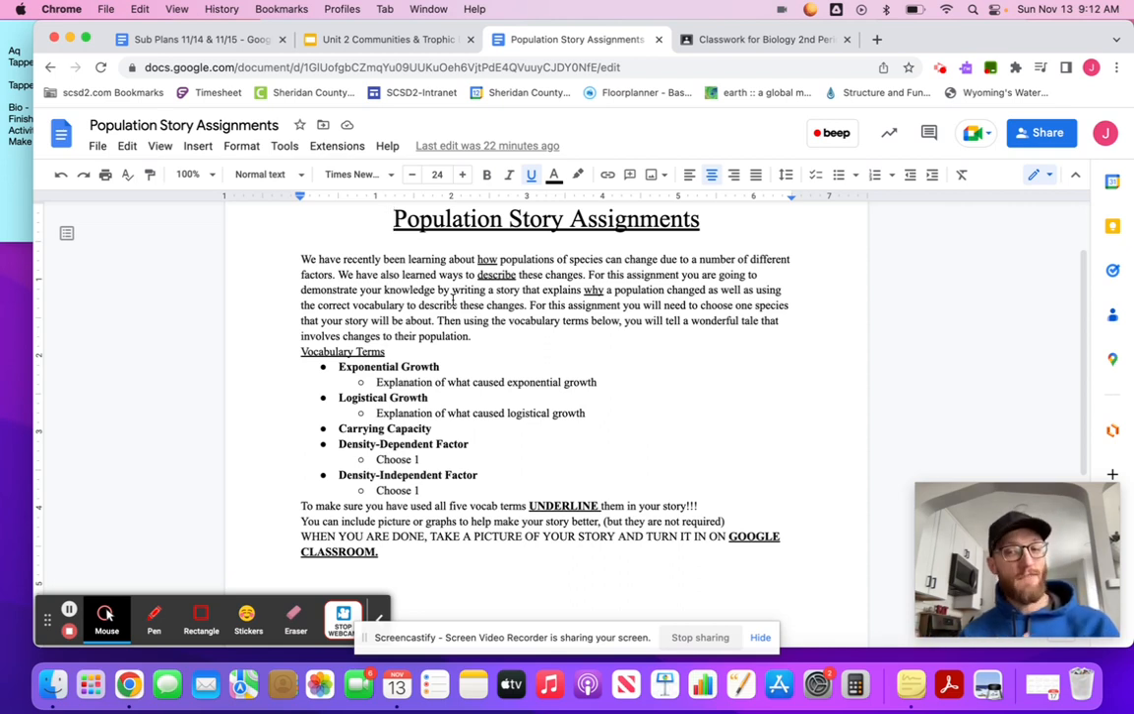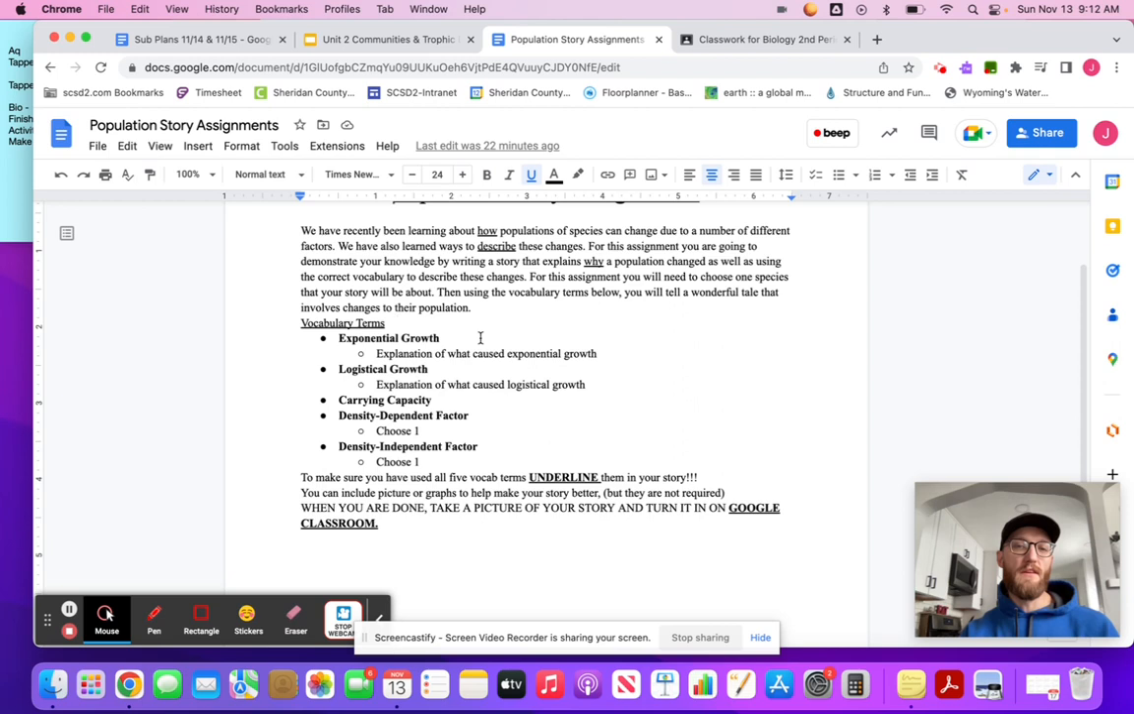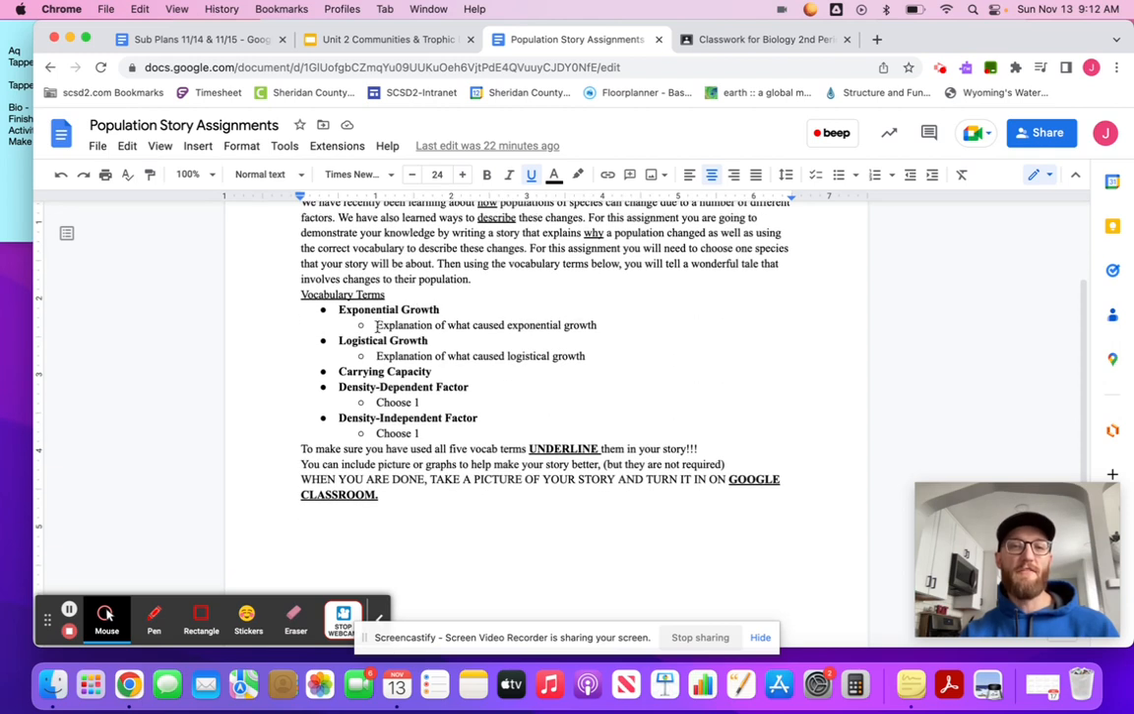But we need to connect our vocab words with actual scenarios that could lead to that. So we got to connect it with some of these ideas like competition, predation, those things. Okay. So you're going to write a story. You're going to tell a wonderful tale that involves population change. So you got 5 vocab words we got to use: exponential growth, logistical growth, carrying capacity, density dependent factor, density independent factor. So you'll look on here and it says, okay, explanation of what caused exponential growth, right?